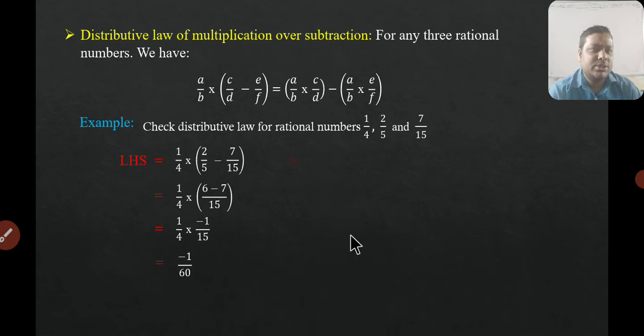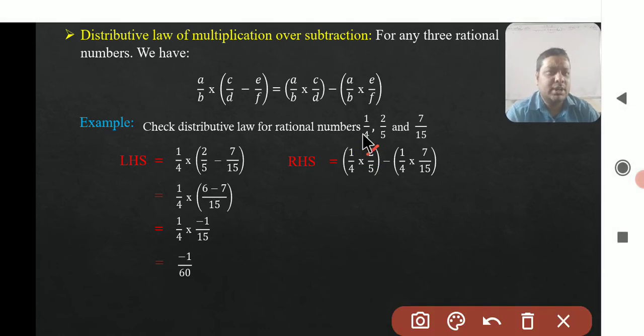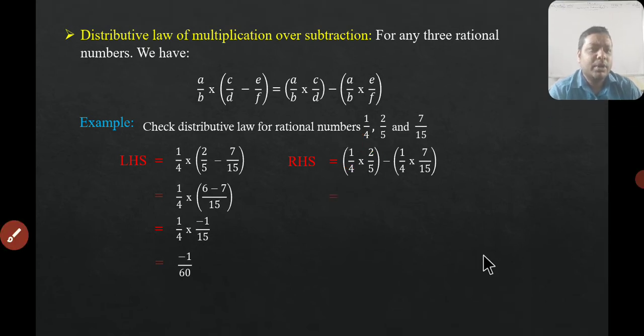And now in RHS we will apply this property. So we will first multiply 1 by 4 with 2 by 5 and keep it in a bracket, and again 1 by 4 with 7 by 15 in another bracket, and in between there is a minus sign. Now let's see whether it is divisible or not. Yes, 2 ones are 2 and 2 twos are 4. Here also no, here not divisible. So here it will be 1 into 1, 1 by 10, and this side 7 by 60. 1 by 10 and 7 by 60, and in between a minus sign.